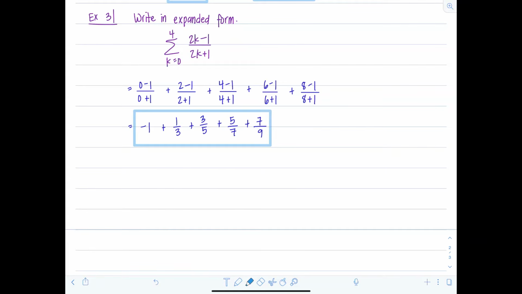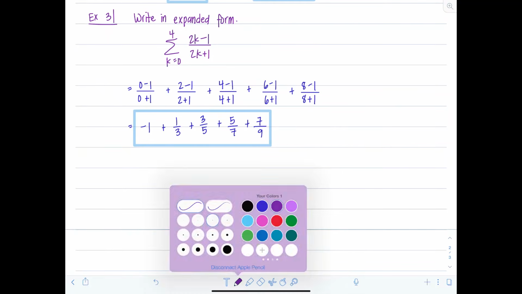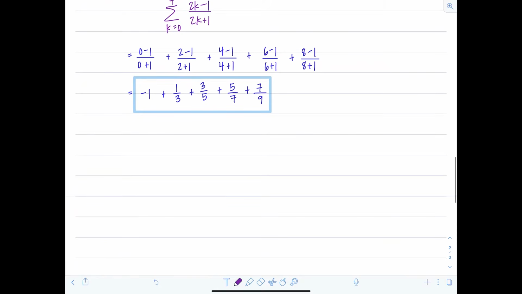Now let's apply some of those summation formulas that I gave you earlier. This is going to be useful in some of your calculus problems. So find the sum, or find the value of the sum.